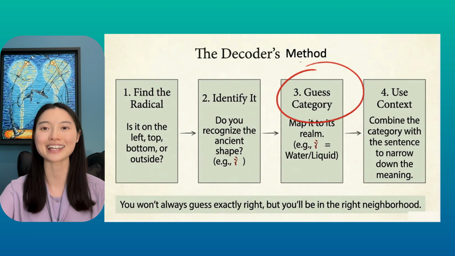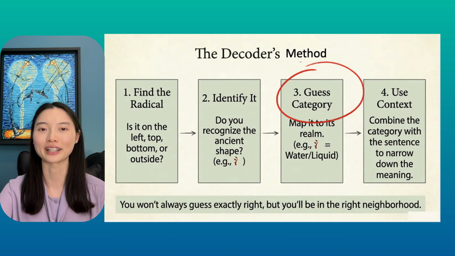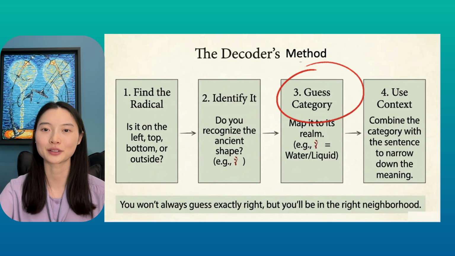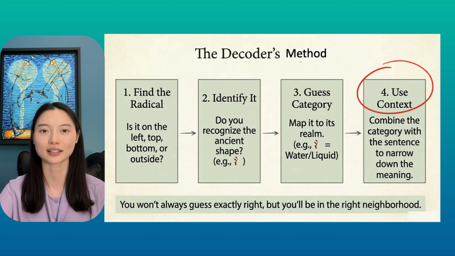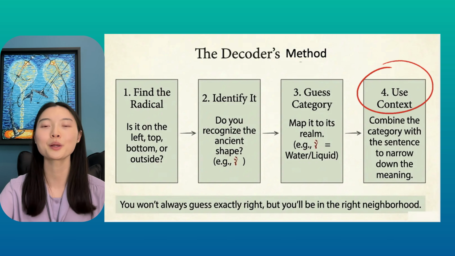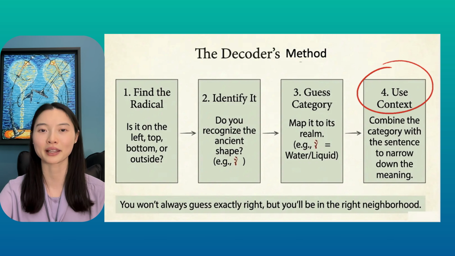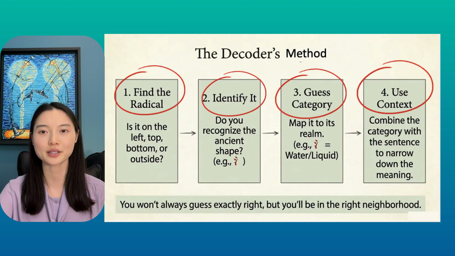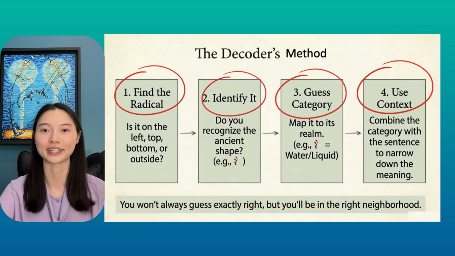Step 3. Guess the category. Water radical, feeling radical, heart radical, plant radical. Step 4. Combine with context, the sentence, the menu, the sign, to narrow down the meaning. You won't always guess exactly right, but you will almost always be in the right direction. That's enough to keep reading.